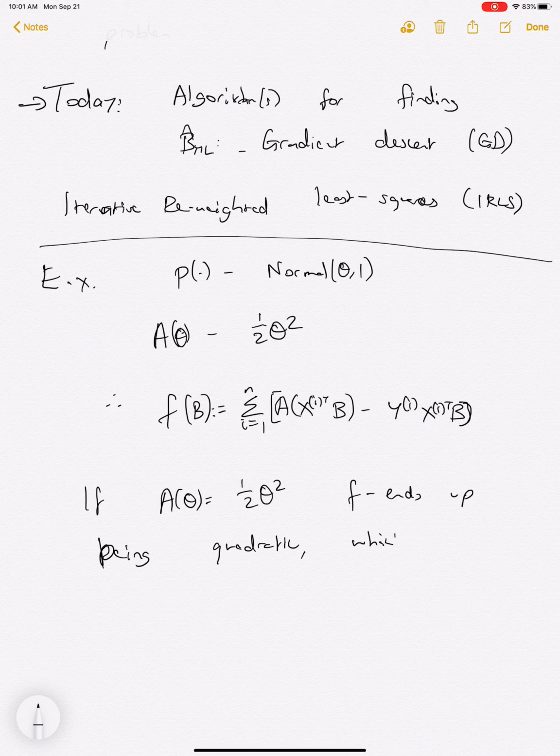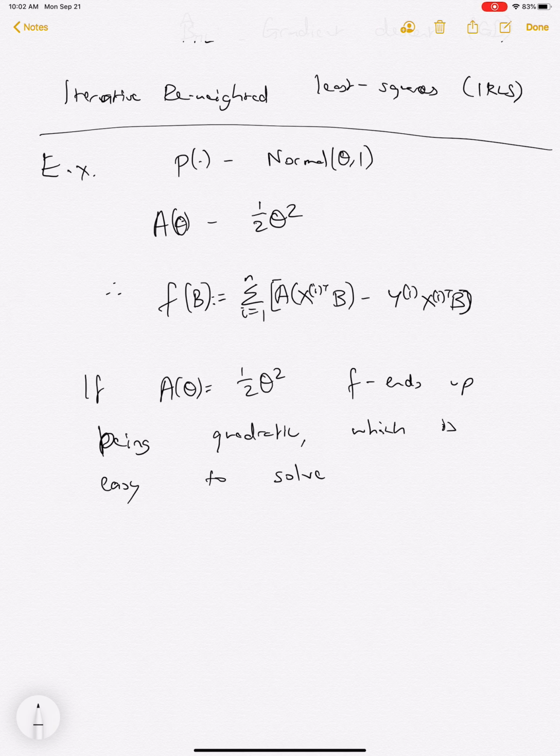Which is easy to solve. We've already done this. This is where we get the normal equations and then talk about how to find solutions of the normal equations. And this is easy to solve, and we can actually get closed form solutions in that case.